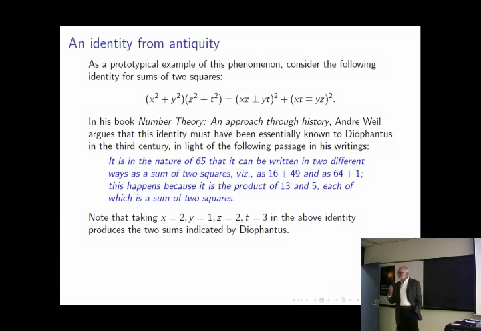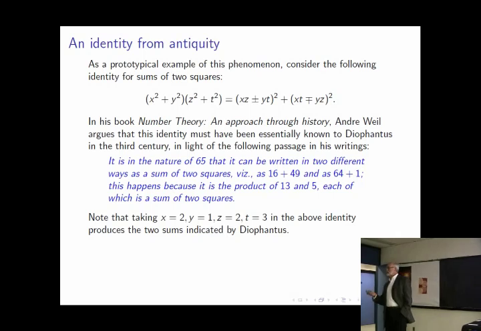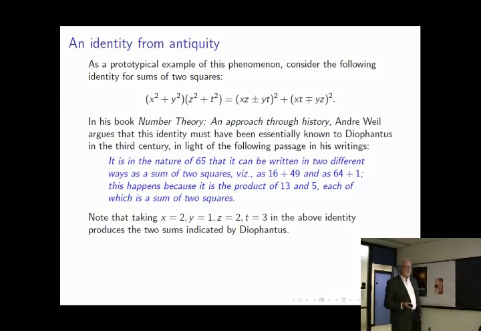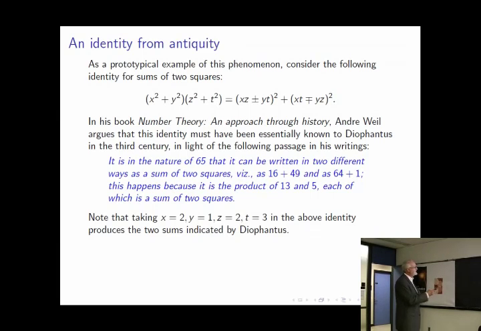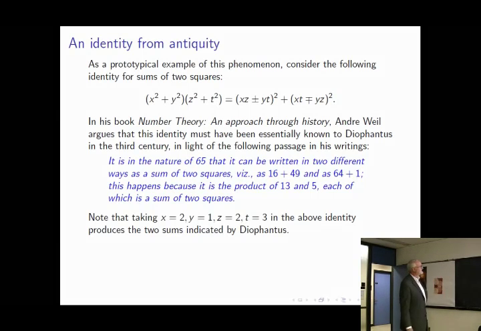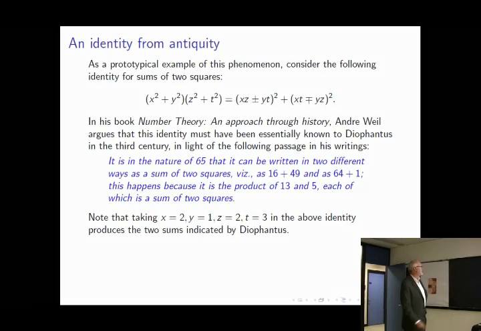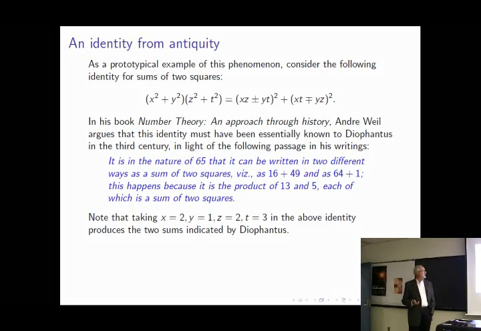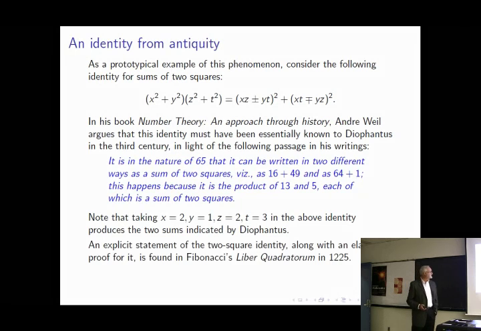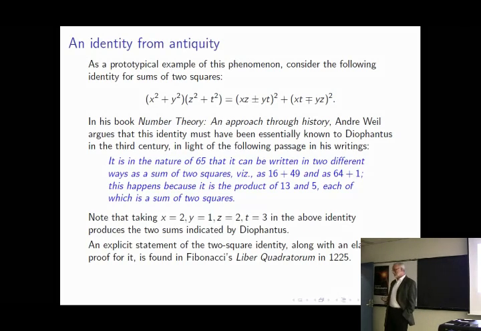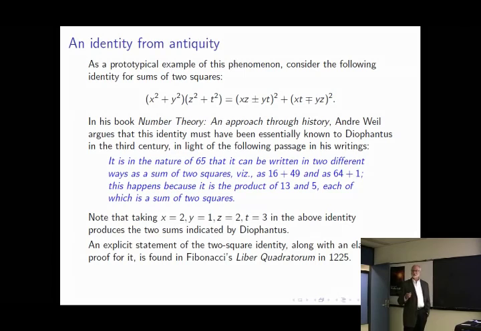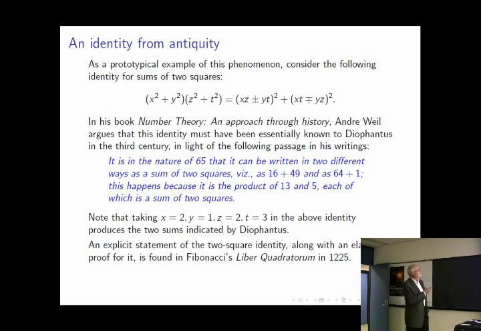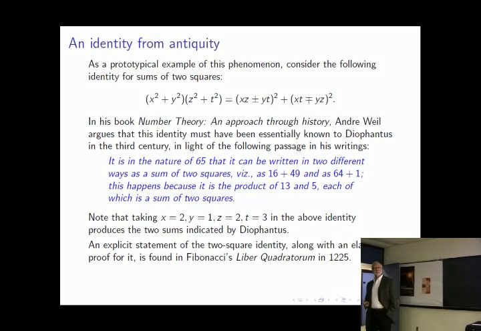So at least conceptually, he seemed to be aware of the fact that a product of two sums of two squares was again a sum of two squares, and you have the options of the sign selections indicated there, and that gives you the two such representations. You can check that these are a choice of x, y, z, and t that will give you that. Now actually this does appear in this very explicit form in the writings of Fibonacci by 1225, along with a fairly elaborate proof.